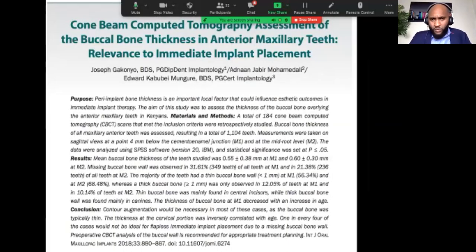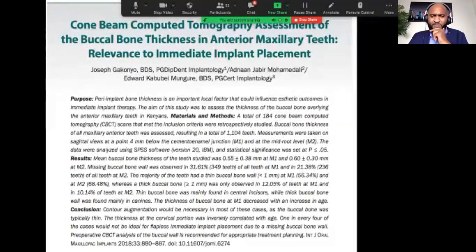Now, closer home, we did a study back in 2018, and what we were looking for is whether we actually have buccal bone on upper anterior teeth, canine to canine. We looked at about 184 cone beam CTs. Out of those, we looked at 1,104 teeth. Remember, these were healthy individuals. We wanted to find out if we were to remove these teeth and immediately do an implant. We are told we need to have 2 millimeters of bone buccally.